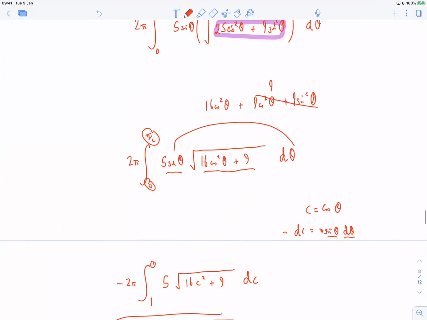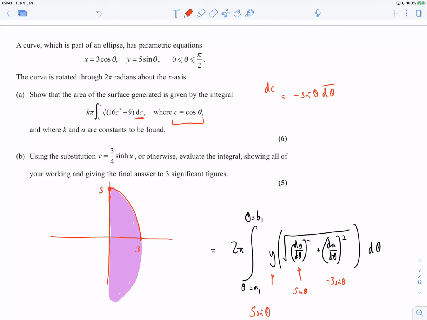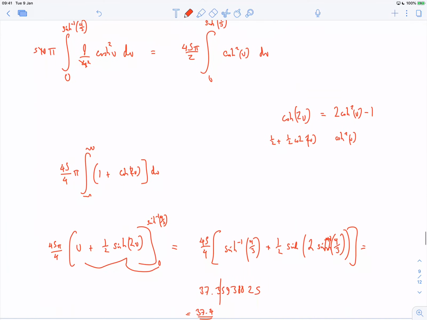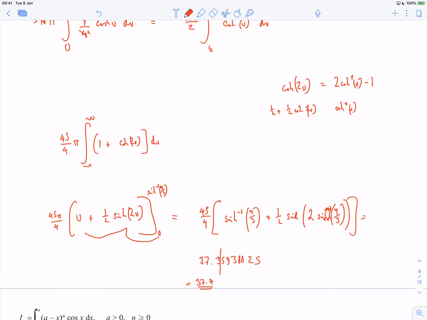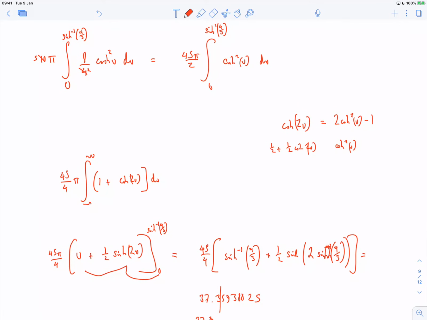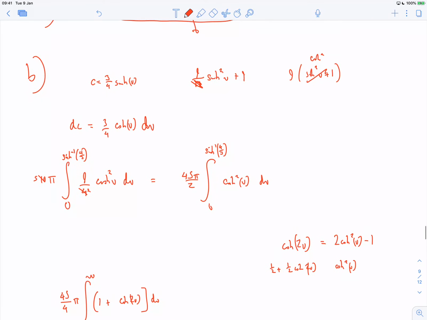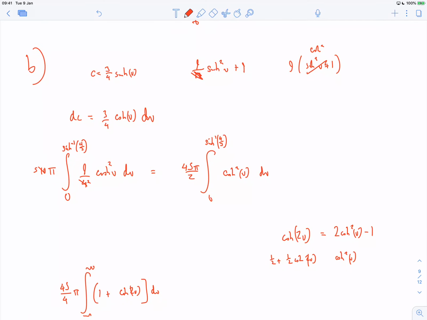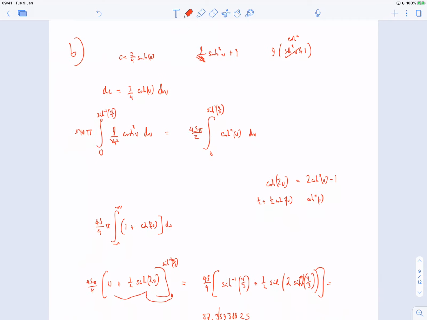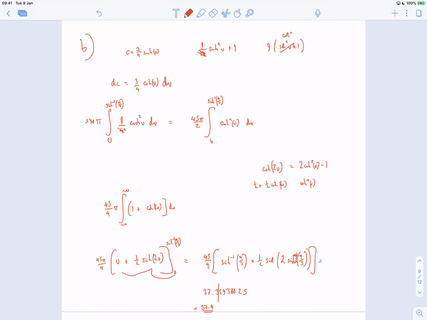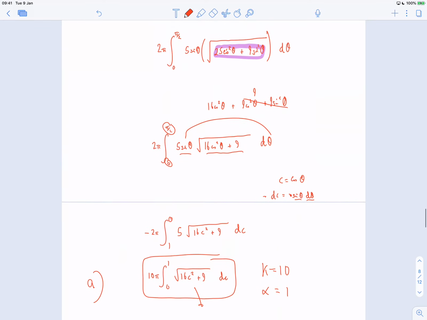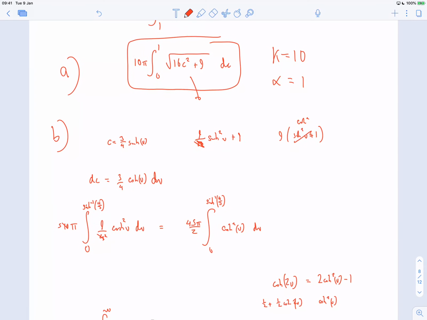Was it to 3SF? Something like that. Have I made a mistake somewhere? Yeah, maybe. I feel like this should have been a lot nicer. No. Where have we gone wrong? What am I trying to do? Right.